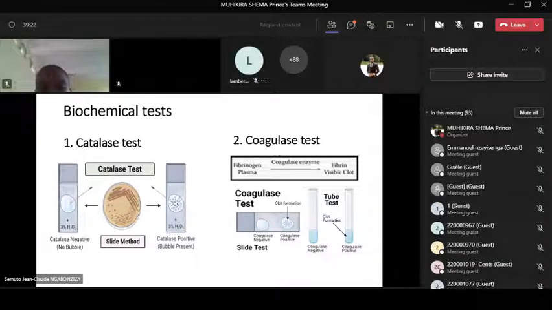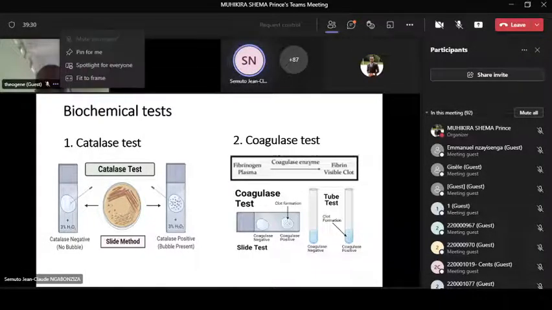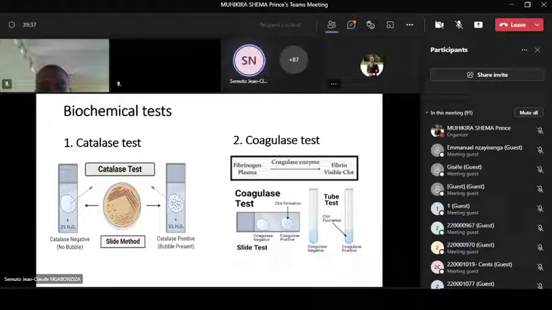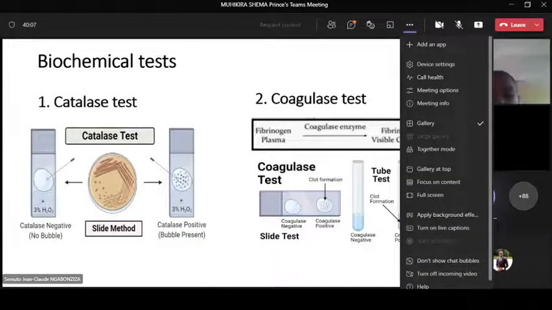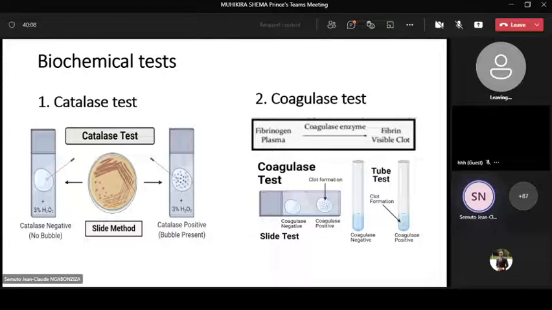So, the catalase test assesses the ability of bacteria to produce an enzyme called catalase. Catalase is an enzyme that allows bacteria to hydrolyze hydrogen peroxide into water and oxygen. The slide catalase can be done by adding a drop of hydrogen peroxide to a colony and just mixing. When you see bubbles present, that means the enzyme is catalyzing the reaction, hydrolyzing the hydrogen peroxide into water and oxygen.